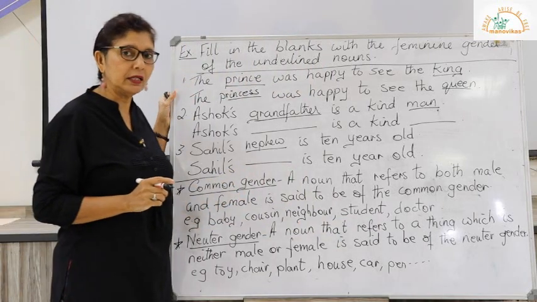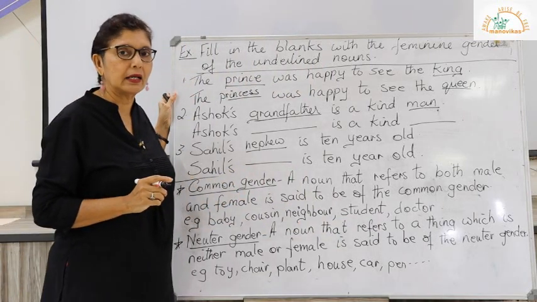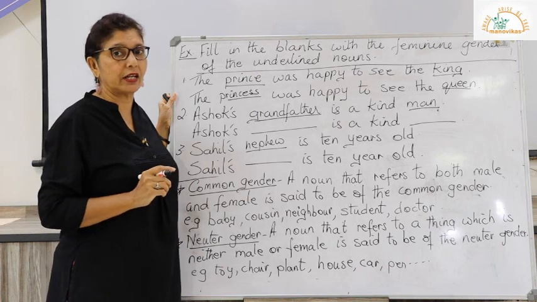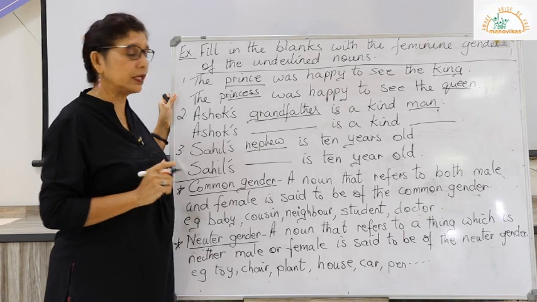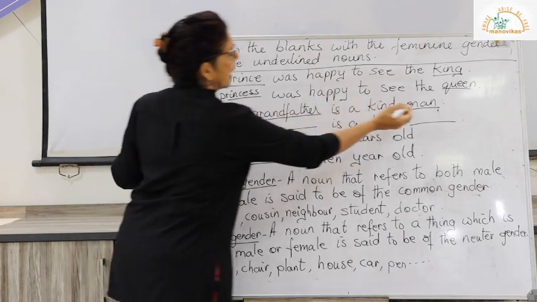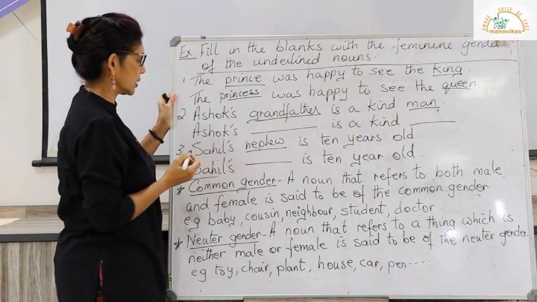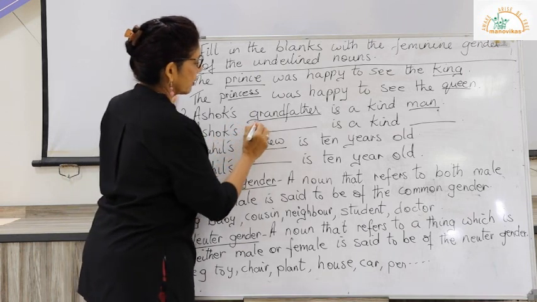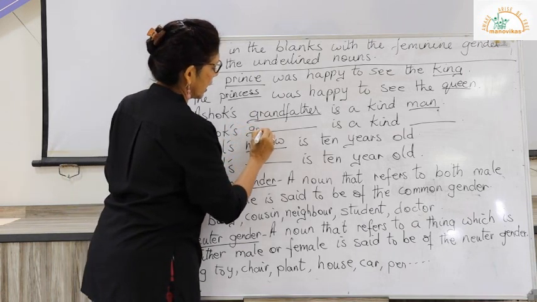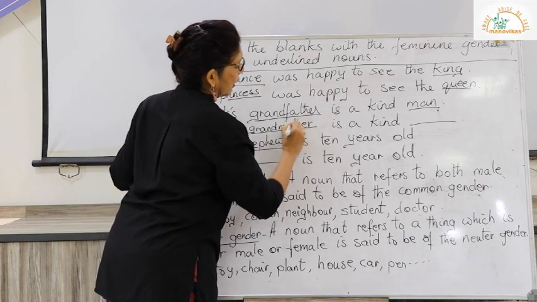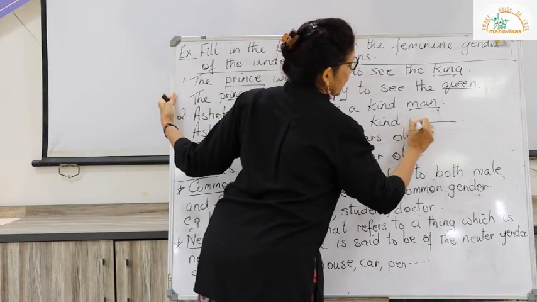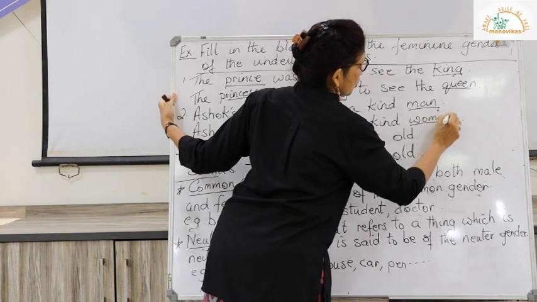Ashok's grandfather is a kind man. Which are the two masculine nouns here? Grandfather and man. So let's change it. Ashok's grandfather will become grandmother. Ashok's grandmother is a kind woman. Man will change to woman.